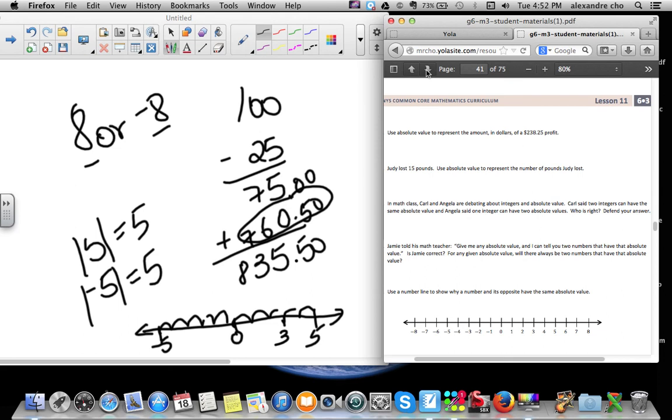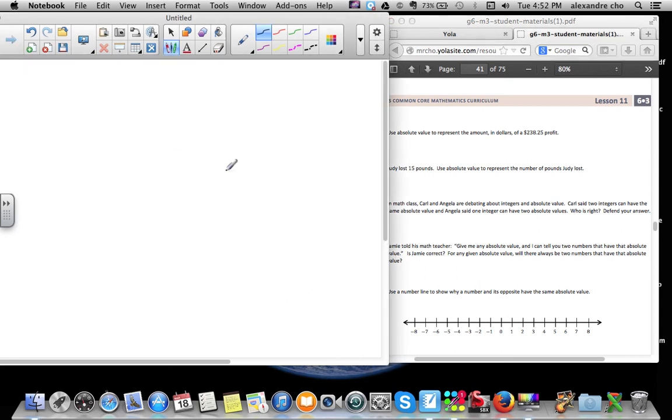In math class, Carl and Angela are debating about integers and absolute value. Carl said 2 integers can have the same absolute value, and Angela said 1 integer can have 2 absolute values. Who's right? Defend your answer. Finally, a better question. Let's say Carl said 2 integers can have the same absolute value. That's correct. -8 is an integer, and so is 8. Can they both have the same absolute value? Yes, they can. The absolute value of -8 and the absolute value of 8 are both 8.